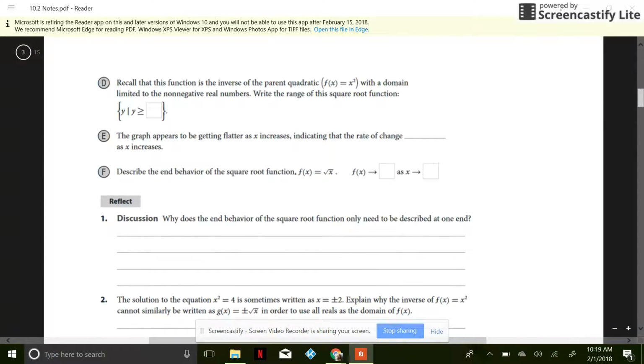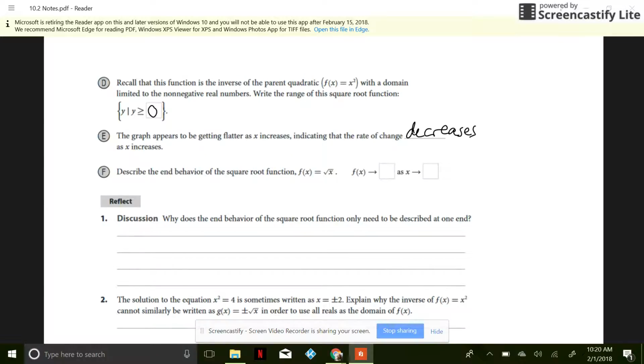Recall that this function is the inverse of the parent quadratic with a domain that's limited to non-negative real numbers. So that means the range of this function will also have to be greater than or equal to 0. The graph appears to be getting flatter as x increases, indicating that the rate of change decreases as x increases. So the slope is getting smaller when our x's get bigger. Describing the end behavior of the square root function, we have to think about it backwards because it's an inverse. As the y's are going up, going to infinity, the x's are also going to infinity because they're going to the right.